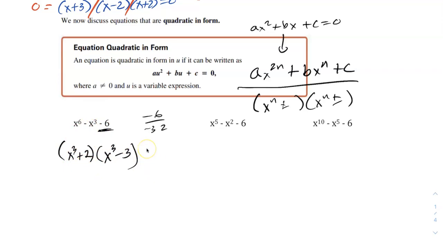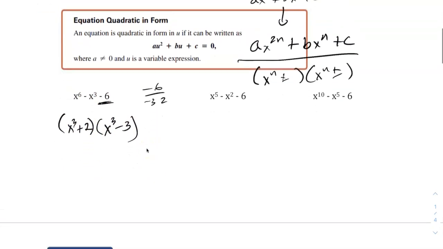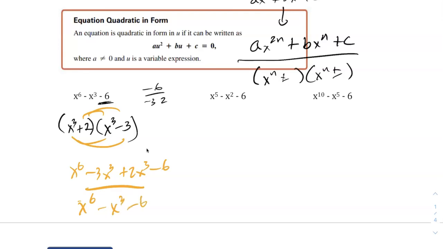And if you're not sure, you can always double check. You can always multiply out and see if you got the right answer. You get x to the 6 minus 3x cubed plus 2x cubed minus 6, and combining the middle terms, x to the 6 minus x cubed minus 6. So, right, I got what I want. So it does work when it's quadratic form.